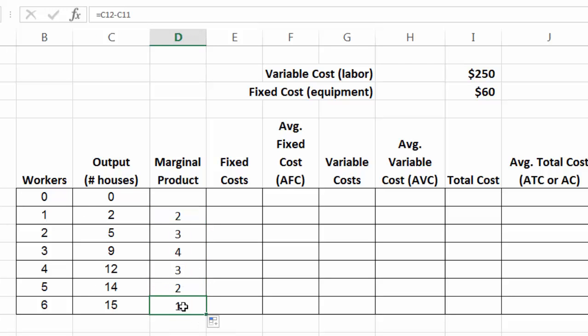So note here that for marginal product for 6 workers, the formula is saying C12 minus C11. That's this minus this. That's exactly what I want it to do. So I'm going to use cell reference formulas and drag those formulas to populate this table pretty easily.